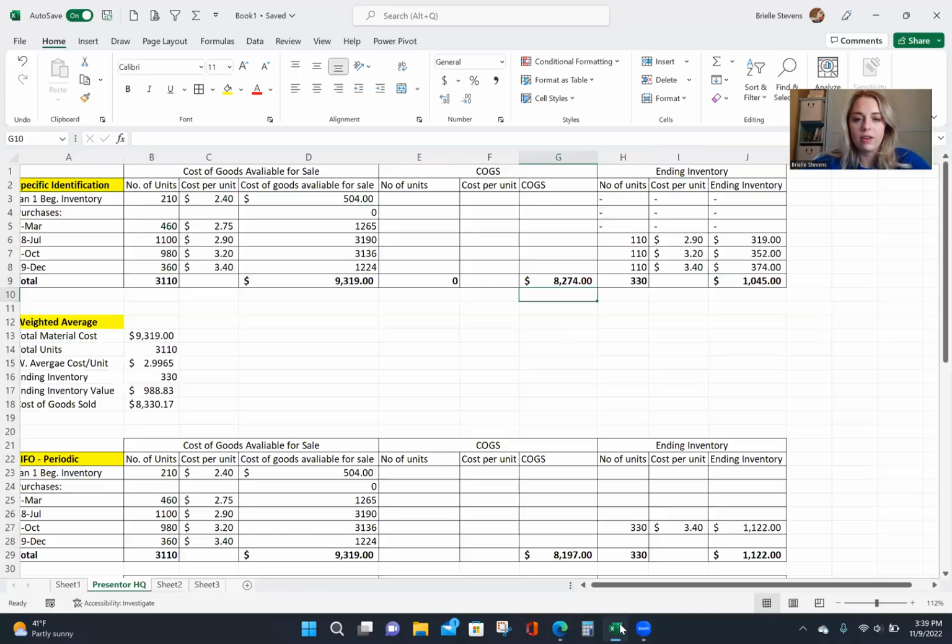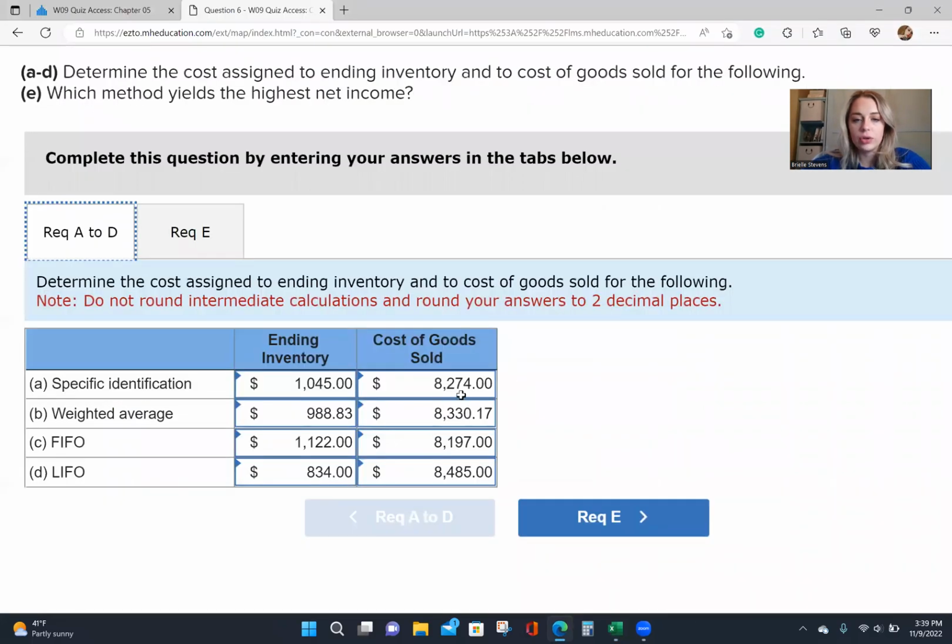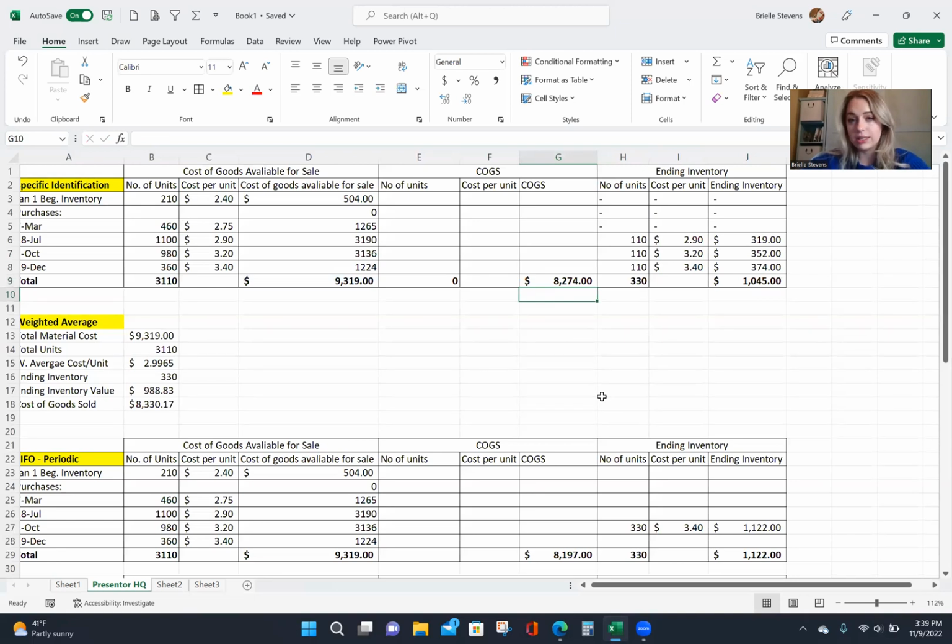Okay, so when I fill that out on my exam, I would enter in that inventory amount right here, 1,045. And then the cost of goods sold is that 8,274. Okay, so it's not a lot of work.